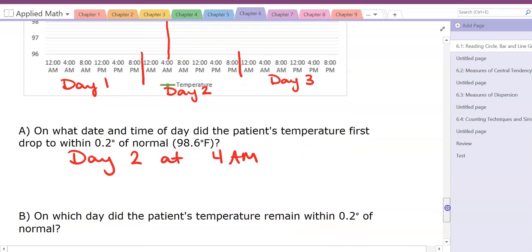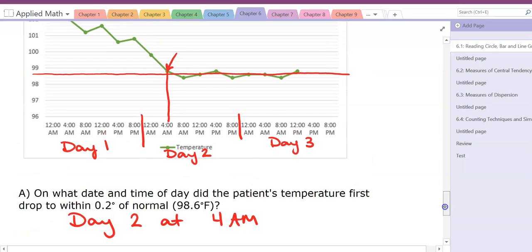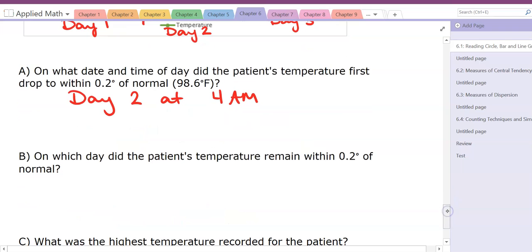Part B says, on which day did the patient's temperature remain within 0.2 of normal? What day or days did it seem to stay pretty close to that red line? Day 3 and a little bit of day 2, right? Day 2 is kind of when it first started to go back to normal. So for part B we could say it probably started on day 2 and lasted through day 3.